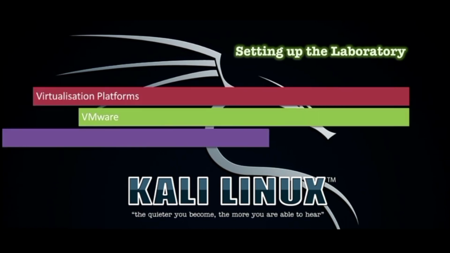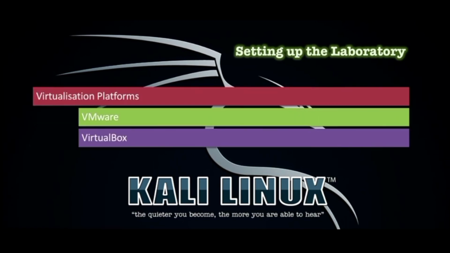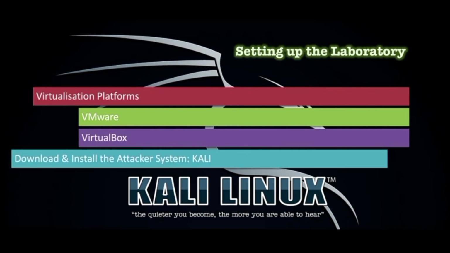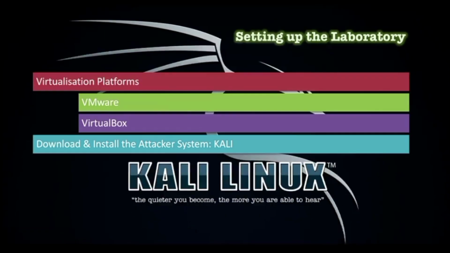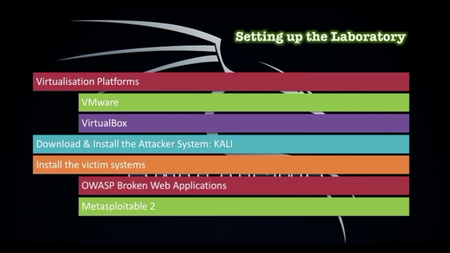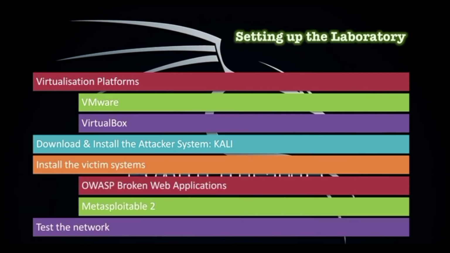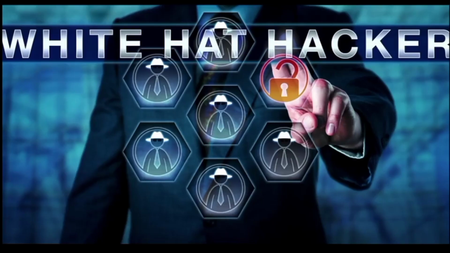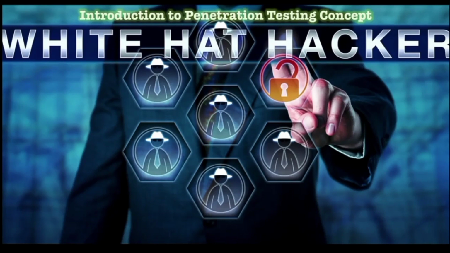We're going to use a virtualization platform such as Oracle VirtualBox or VMware Player. We'll install the attacker system first, Kali. No worries, you're going to learn what Kali is soon. Then we'll create a couple of victim devices and test to see if all of the virtual machines are connected to each other.